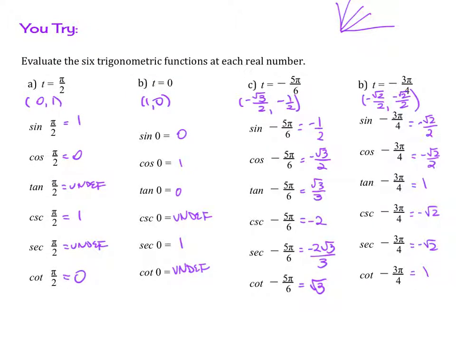If we try this out, t is pi over 2, that's at (0, 1), x is 0, y is 1. At t equals 0, we are at the point (1, 0). At c, we're at negative root 3 over 2 and negative a half. And at b, we're at negative root 2 over 2 and negative root 2 over 2. If you fill out the tables, this is what you would have gotten.